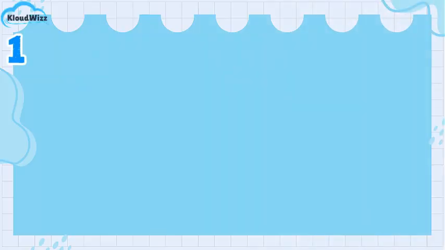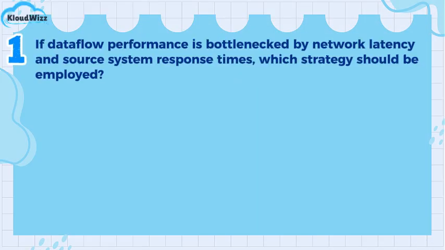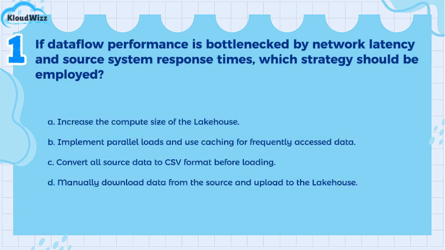Question number 1. If data flow performance is bottlenecked by network latency and source system response times, which strategy should be employed? The choices are A.